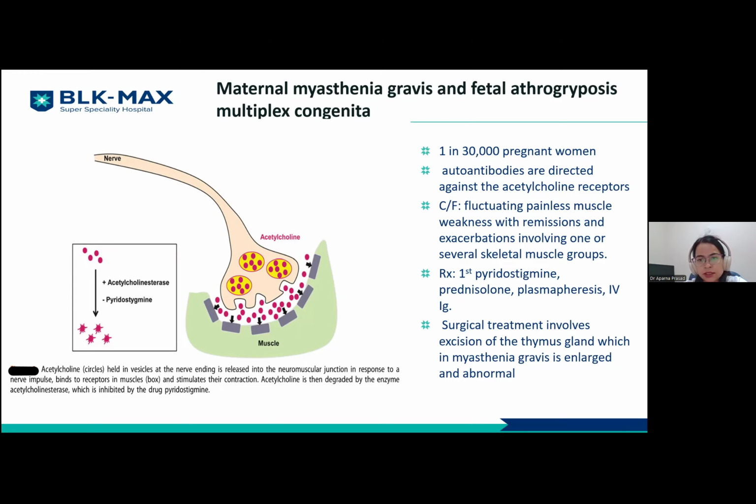contraction. So clinical features: the mother can have painless, fluctuating muscle weakness with a waxing and waning type of pattern. They can be treated with drugs like pyridostigmine, prednisolone, plasmapheresis, and IVIG. Pyridostigmine inhibits the acetylcholinesterase enzyme, and prednisolone and plasmapheresis decrease the production of antibodies. The last treatment is surgical, which is the excision of the thymus gland, which is enlarged in myasthenia gravis.